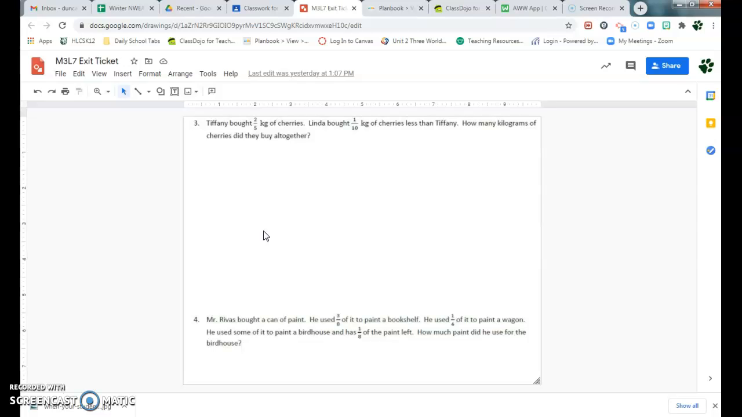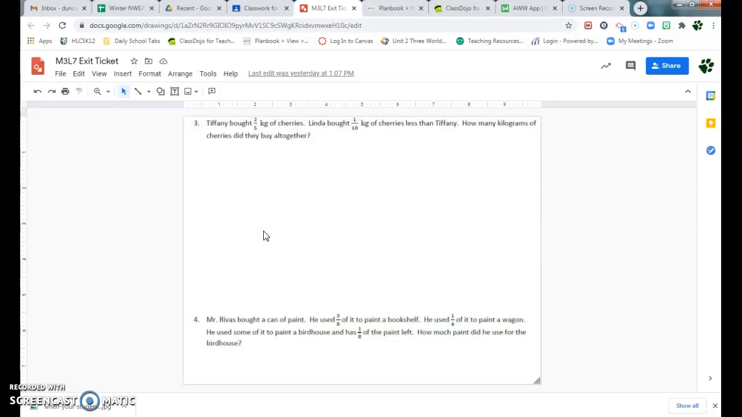Okay, so Tiffany bought 2/5. Linda bought 1/10 less than 2/5. That "less than" should tell you what to do with that 2/5 and 1/10. Then you're going to figure out how much Linda bought. Then you're going to add what Linda bought to what Tiffany bought to figure out how much they bought all together.